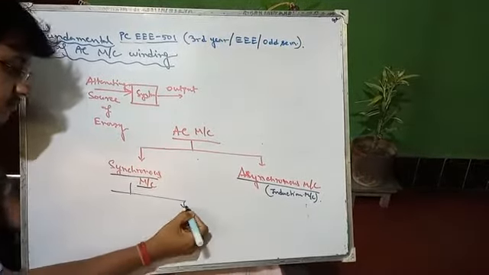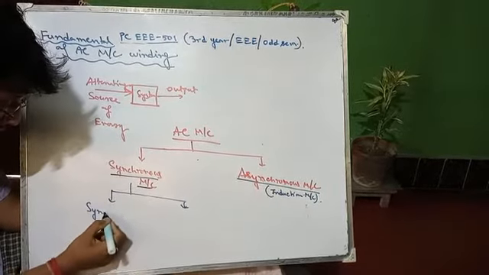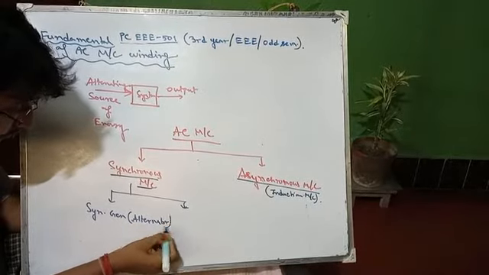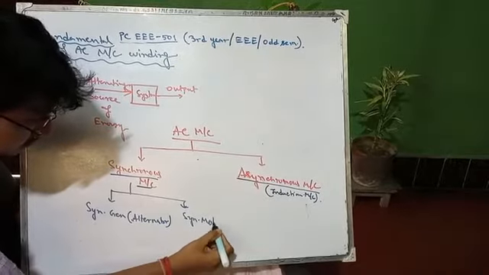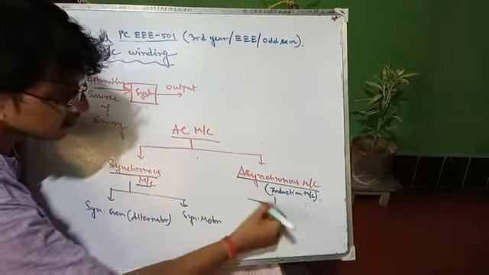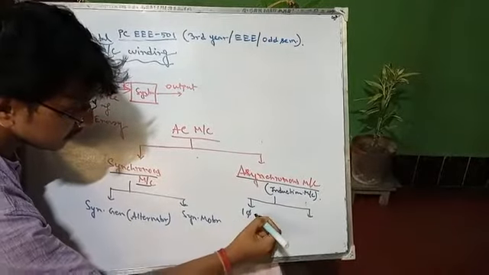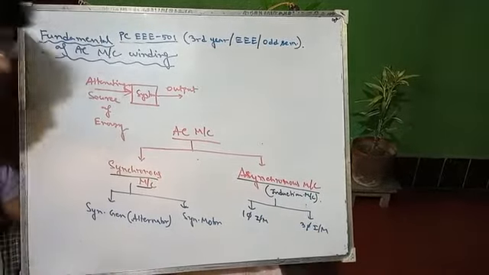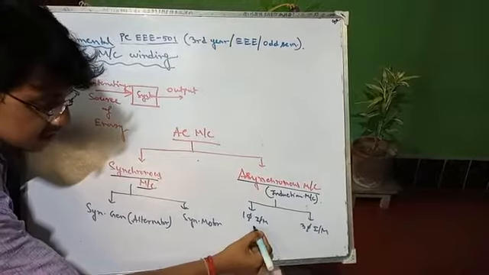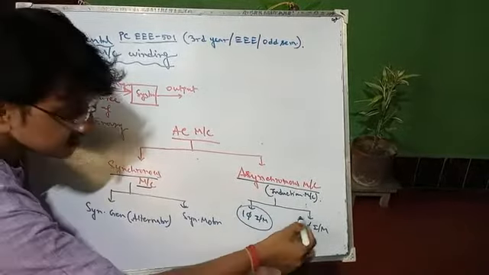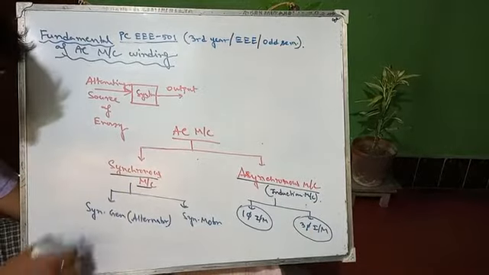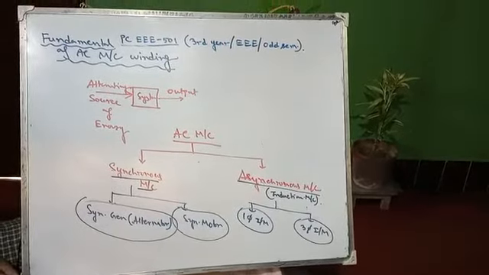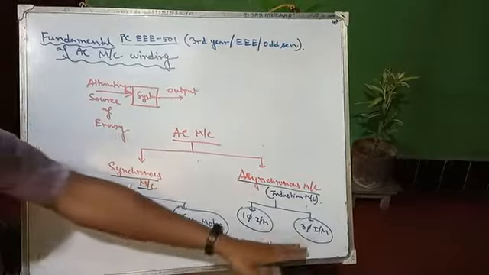Synchronous machines are of two types: the synchronous generator, called the alternator, and the synchronous motor. And induction motors are of two types: single phase induction motor, IM meaning induction motor, and three phase induction motor. The single phase induction motor is in your syllabus, so you have to study it in detail. The three phase induction motor is also in your syllabus. The synchronous generator and synchronous motor, these four are in your syllabus. So AC Machine 2 consists of these four electrical machines.